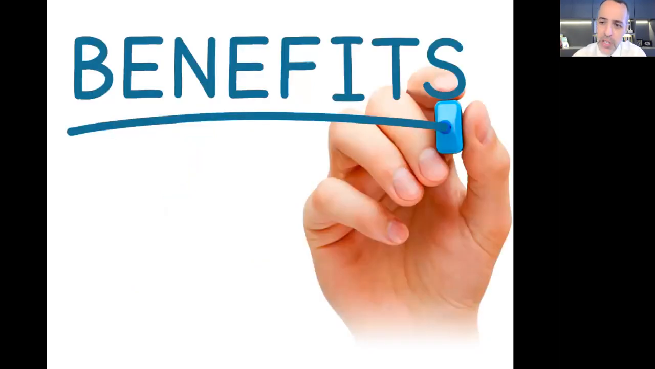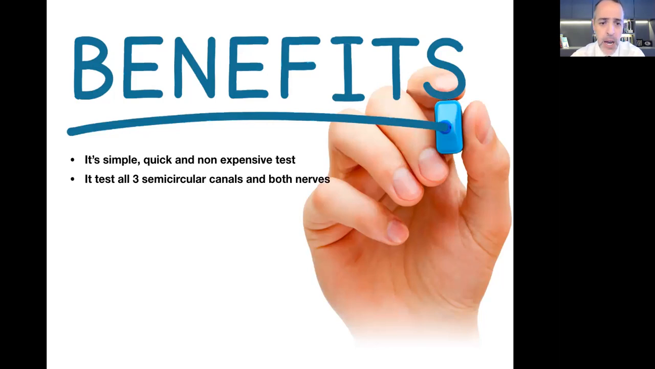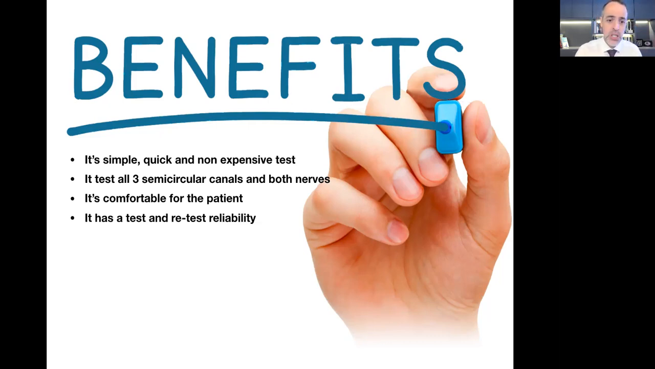What are the benefits of the video head impulse? It's a simple test, it's quick, and it's basically a non-expensive test. You can test 3 different semicircular canals in both nerves, I mean the superior vestibular nerve and the inferior vestibular nerve. It's different in calorics because with calorics you test just the lateral semicircular canals and just the superior branch of the vestibular nerve. It's comfortable for the patient. I mean, the patients do not feel dizzy, they do not feel uncomfortable. So it's very feasible to do the test. The patients do not get angry from having water thrown in their ears.